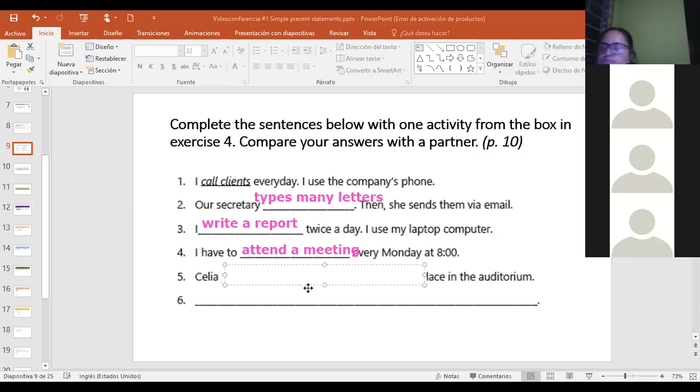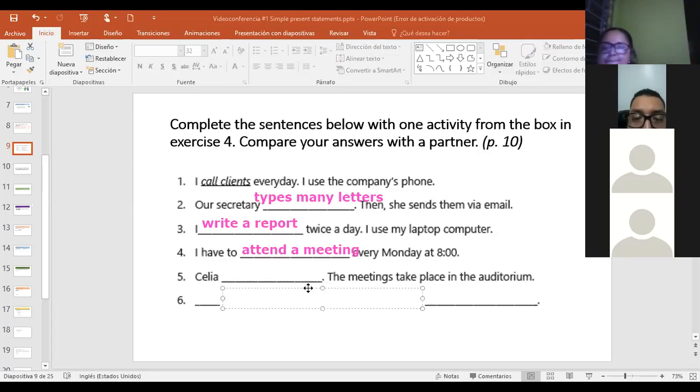Celia calls clients. Celia organized meetings every Monday at night. Okay. The meetings take place in the auditorium. Good. Does it match the ideas? Do they match?